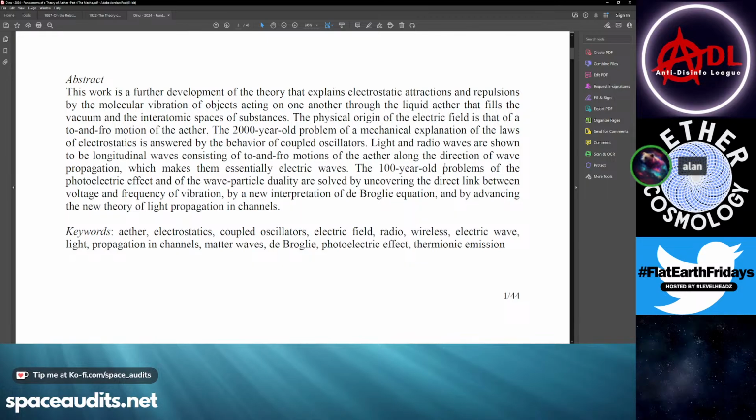The 100-year-old problems of the photoelectric effect and the wave-particle duality are solved by uncovering the direct link between voltage and frequency of vibration by a new interpretation of the de Broglie equation and by advancing a new theory of light propagation in channels. Second, gonna grab water.